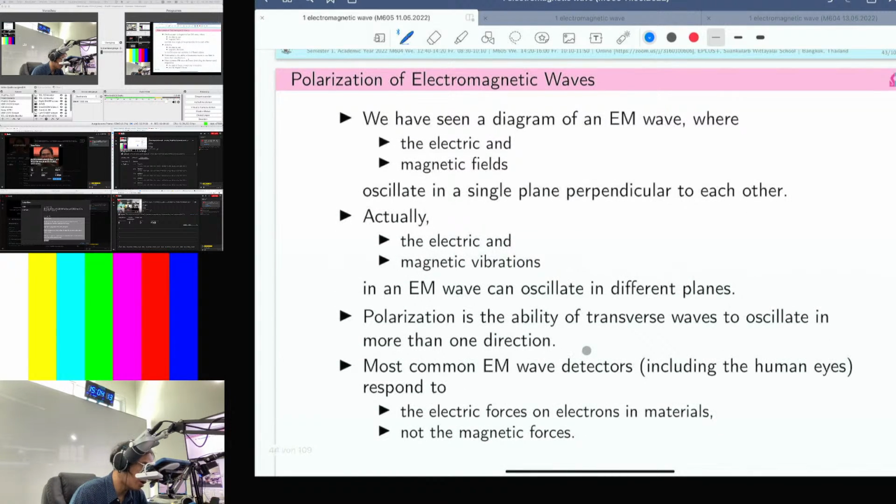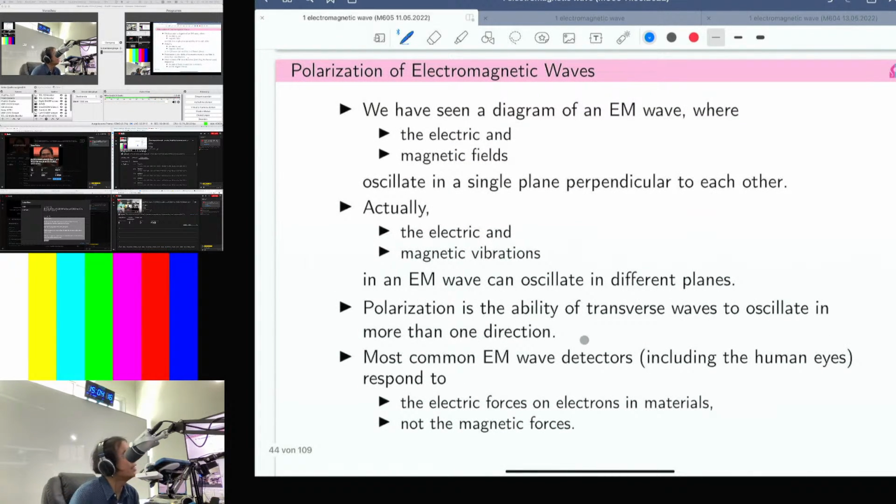Okay, let's talk about the next topic in this chapter. It's called polarization. Polarization is the arrangement of the electric field, actually the electric field of the electromagnetic wave. Polarization could also take place with other kinds of waves, but for us it is the electromagnetic wave, and we will go into the detail in the following.